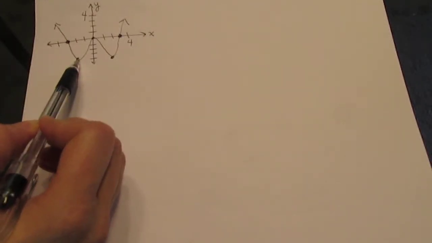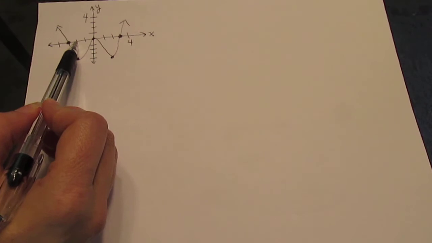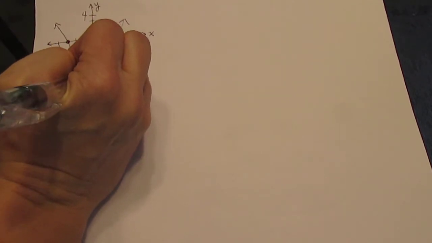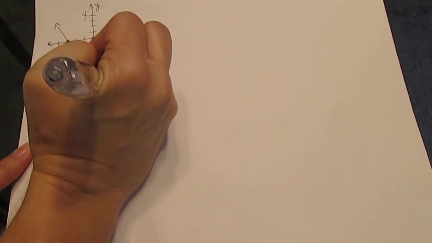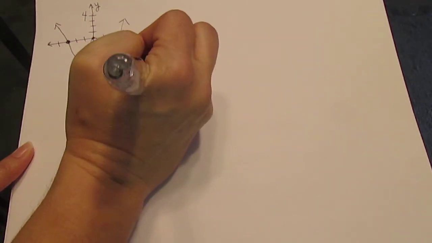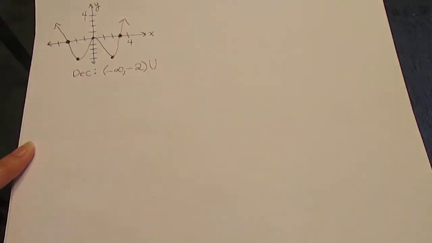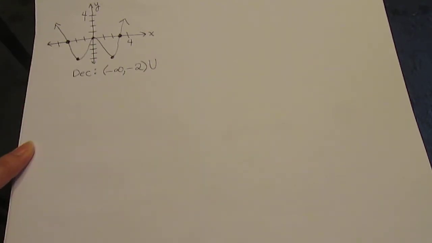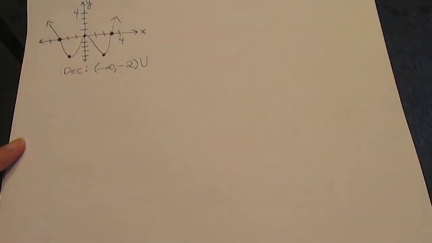So starting from negative infinity until we get to this point right here where our x value is -2, it's decreasing. So I'm going to start by writing out decreasing. And it's going from negative infinity to -2. I know that there's more spots on this graph where it's decreasing, so I'm going to just put a union sign to connect the two intervals together.